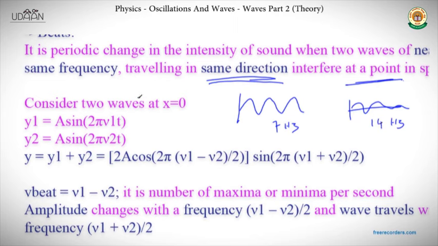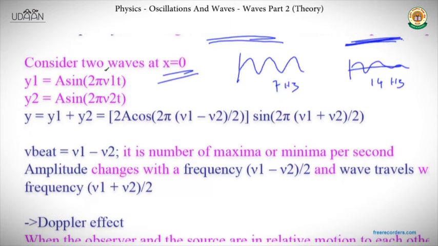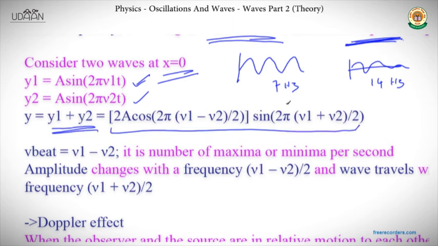So let's consider the point x equal to 0, because it happens at a point in space which varies with time. Let's take these two waves, and when you use the principle of superposition, this is what you arrive at. When you plot this graph, that is 2a cos so and so, you get something of this kind.